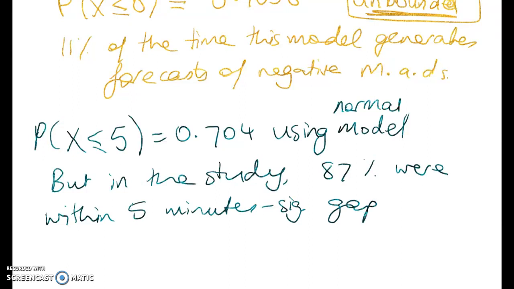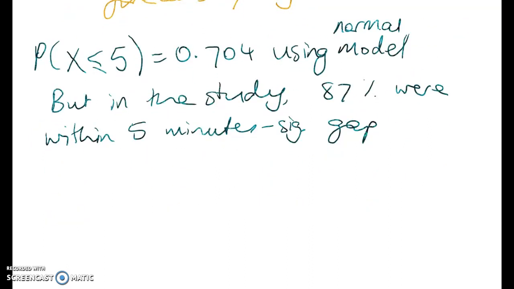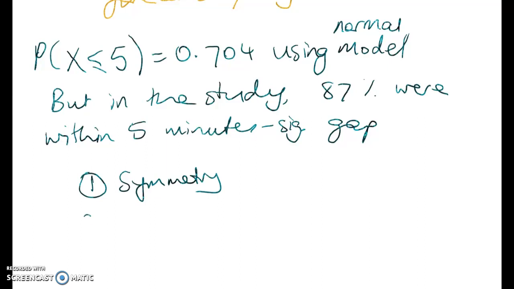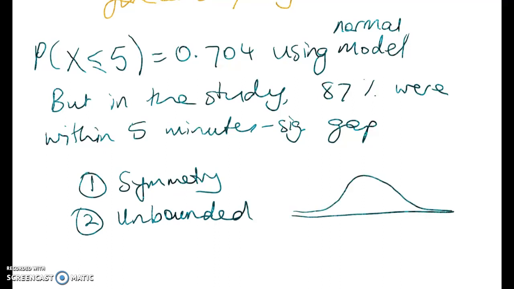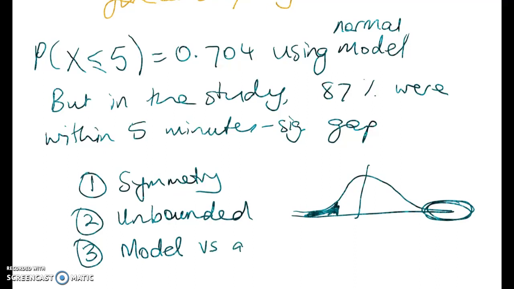So let's sum up what you can generalize to another question if you're looking at the normal distribution. The first thing to think about is symmetry. The second thing to think about is unboundedness. But don't get into silly things here. There's no point saying that in theory we could have infinitely high values with the normal, because the probability of that happening is going to be really small. But here we had a significant chunk, about 11%, that were going to be negative. That makes no sense. The third thing is to compare the model versus the actual. And that's a really good thing to do in real life as well as in stats exams.